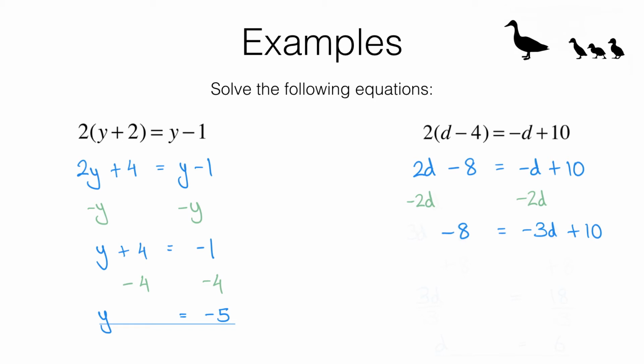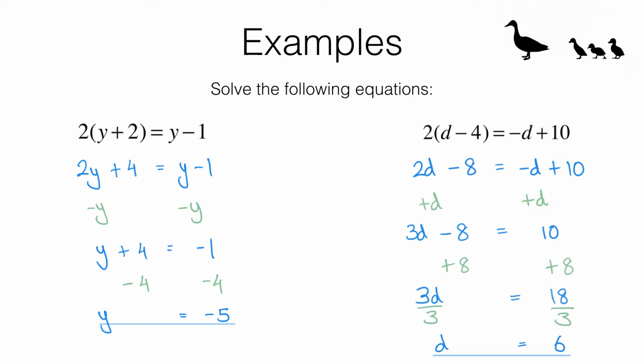Now, I can continue and try to solve this equation, and I will still get the correct answer, but it's just a bit more tricky to deal with that negative 3d. So that's why, rather than subtract 2d, I chose to add d to each side of the equation, because it just made my life a little bit easier. I ended up with a positive 3d on one side of the equation instead of a negative 3d, and that's just a little bit easier to work with. Let's have a look at the next couple of questions.